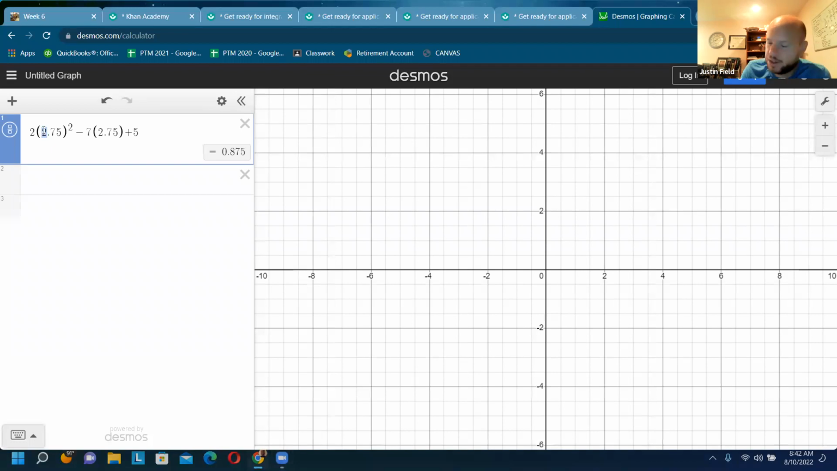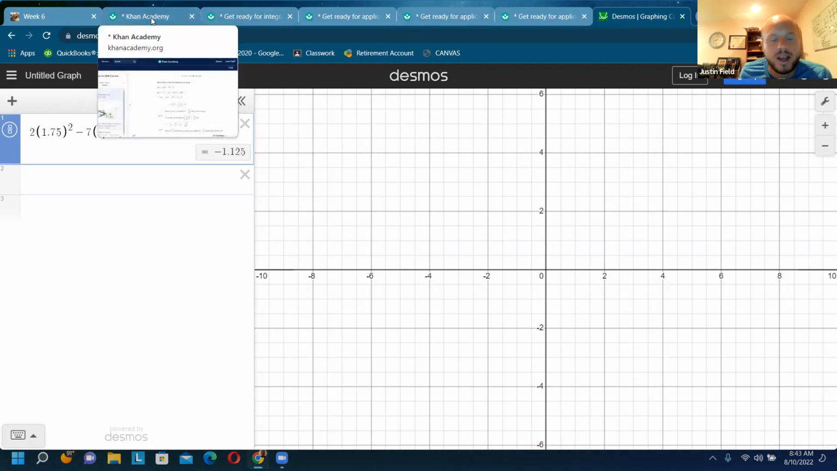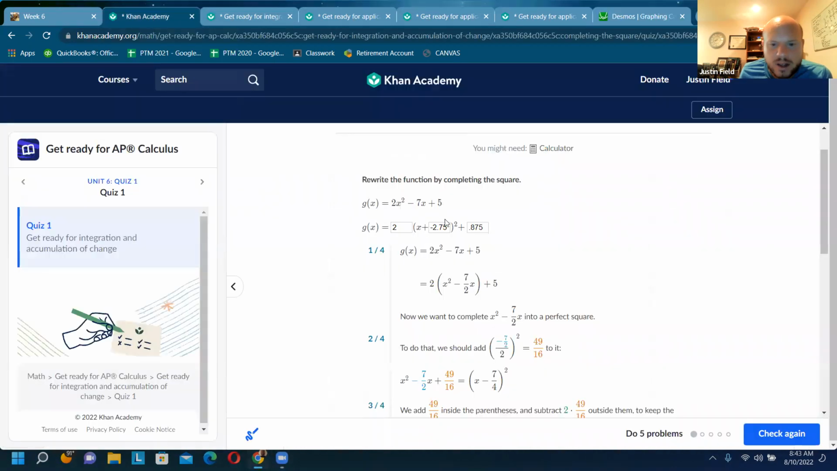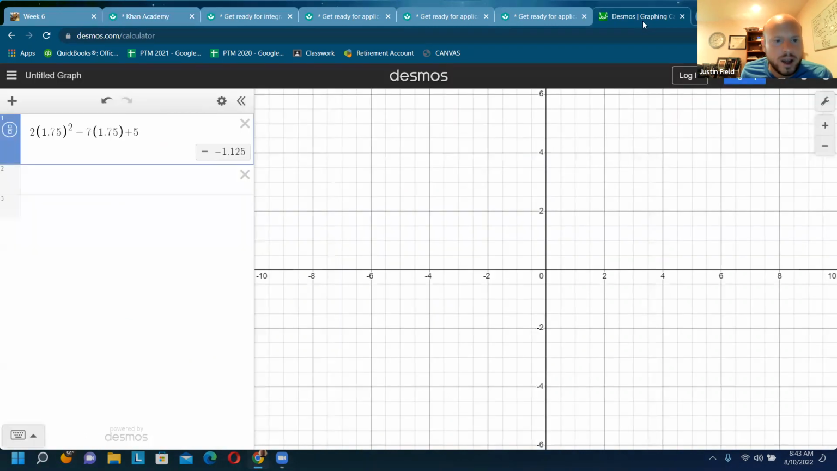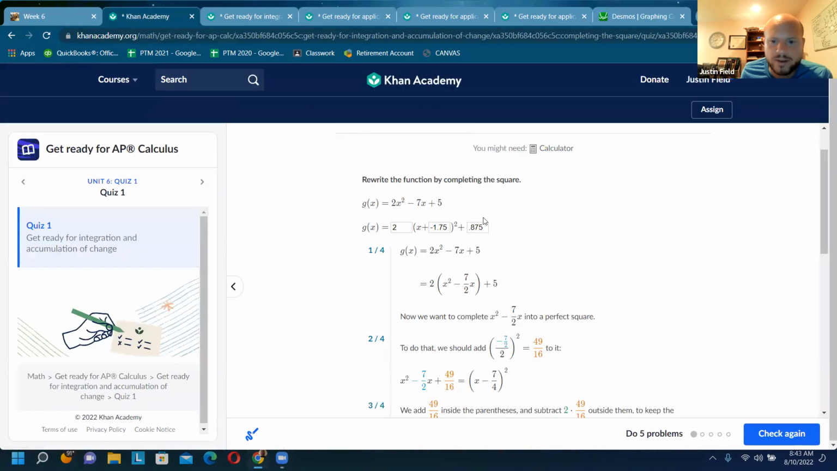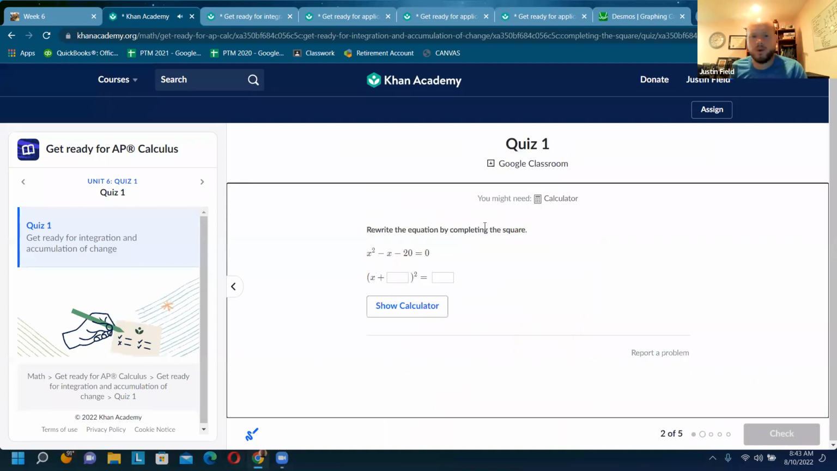All right, guys, you know what? My mental math was off, wasn't it? Did everyone realize that? It's 1.75, not 2. And then we get negative 1.125. Oh, what a difference. What a difference. Okay, and then negative 1.125. Moving on.